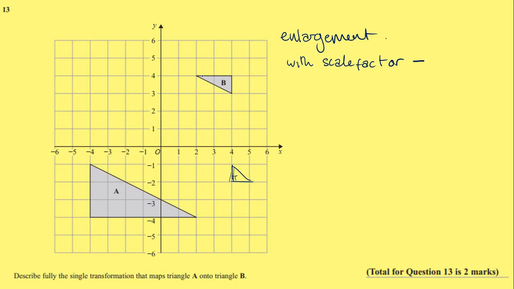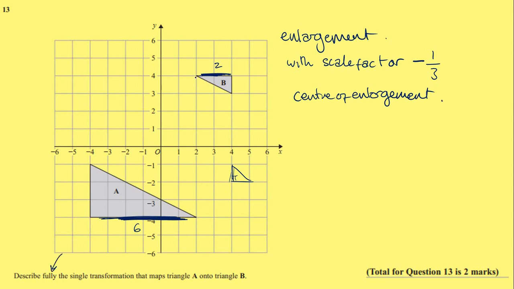Now, this line here, for me, matches this line here. Now, this was 6, whereas this is 2. So it is now 1/3 of the length. So the scale factor is negative 1/3. We also need to find the centre of enlargement. You can't just describe some of it, it says describe fully.